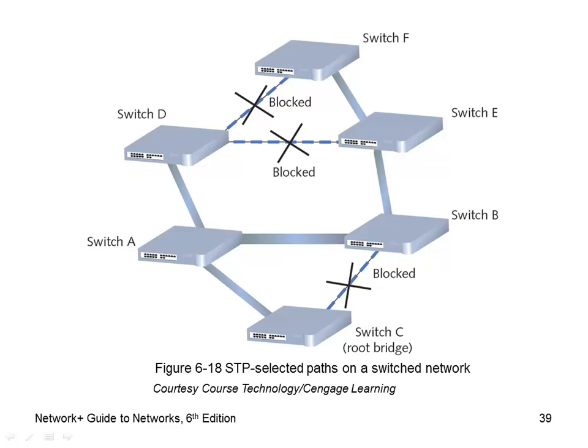Here's their example in that same one. They're showing that certain ports are blocked by the root bridge until they're needed.